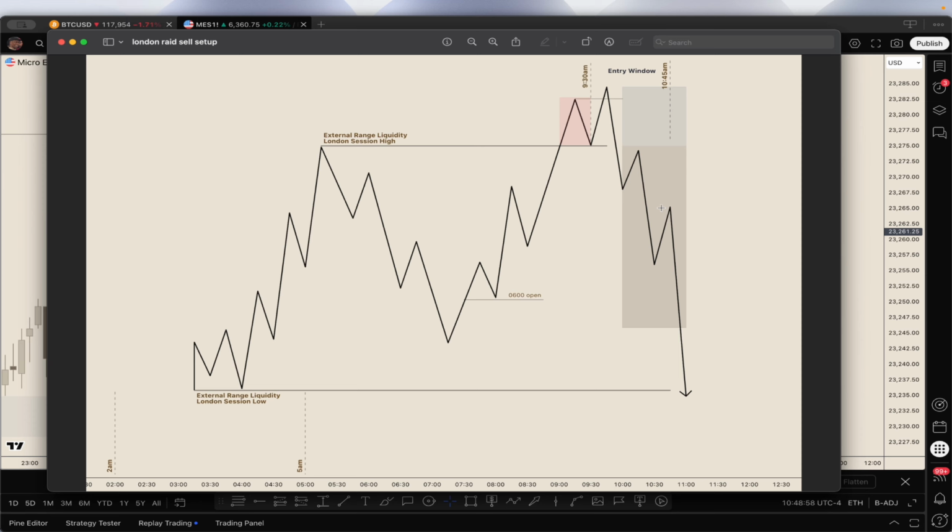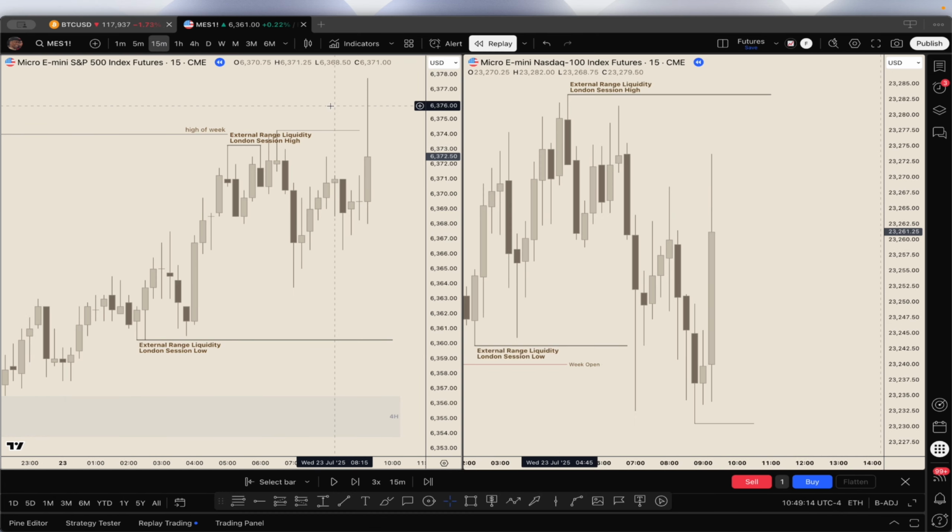But it helps to see the liquidity grab happen around 9:30, right? So it can happen within my entry window or just before. In today's case, it actually happened just before market open. All right, so taking a look at the chart here, I've got S&P on the left, Nasdaq on the right.